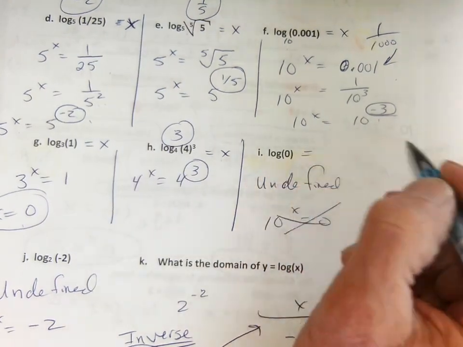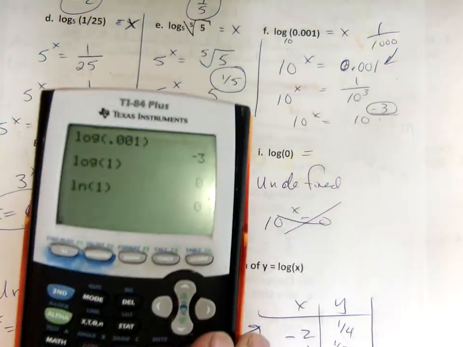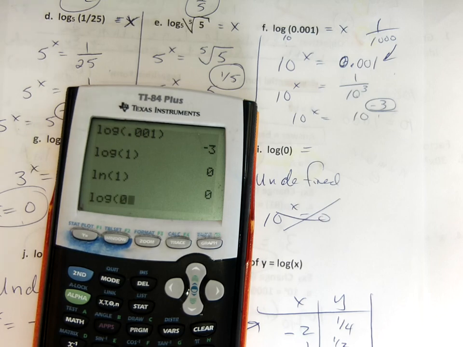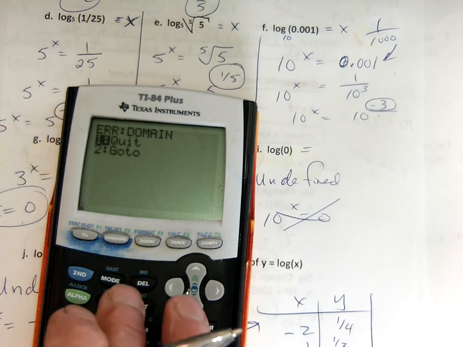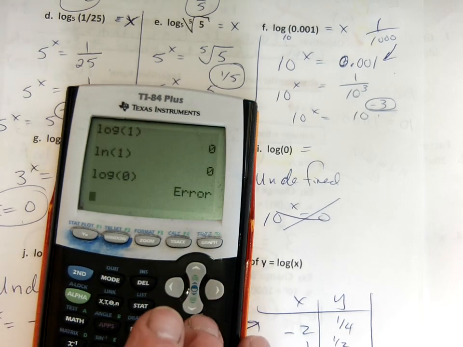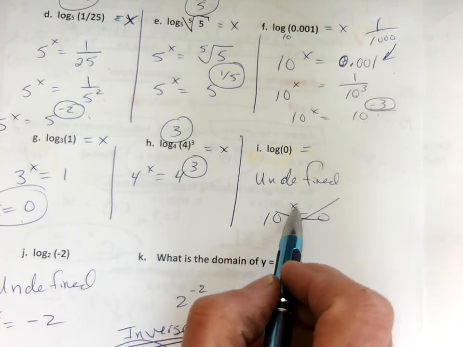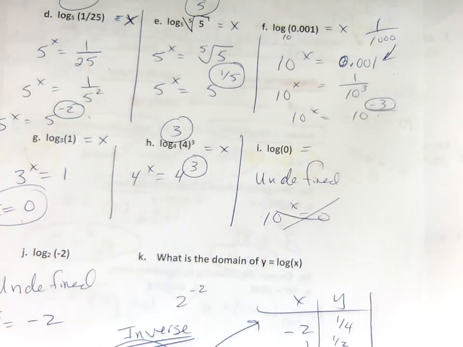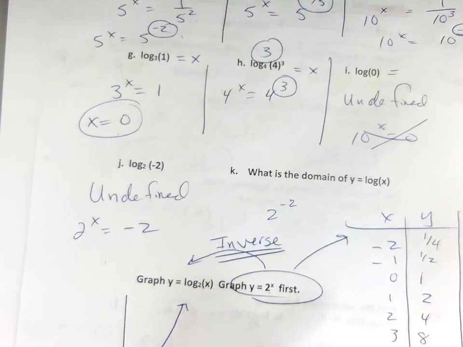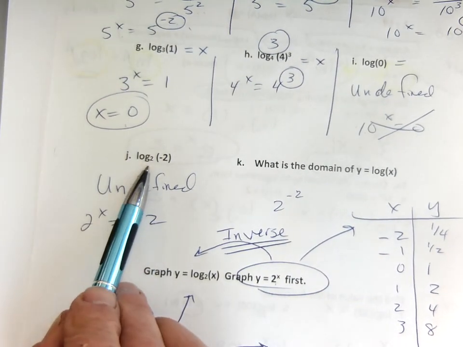Now, log of 0, it doesn't work. Log of 0 doesn't work, and there's a reason why it doesn't work. The log of 0 is undefined, wrong domain, because you can never have anything to a power that's going to equal 0. It can be a fraction, but it can't be 0. Now we did the same thing here. It can't be negative either.